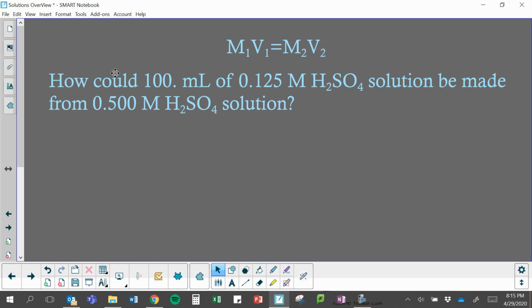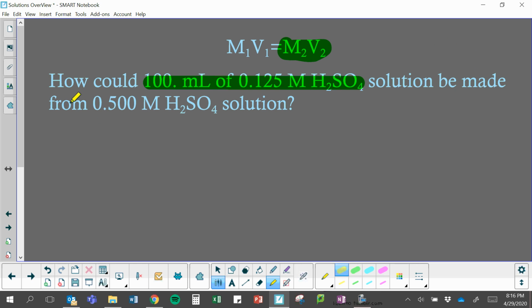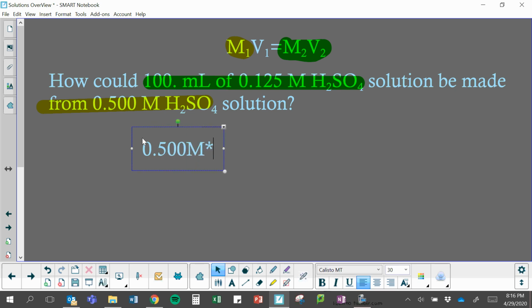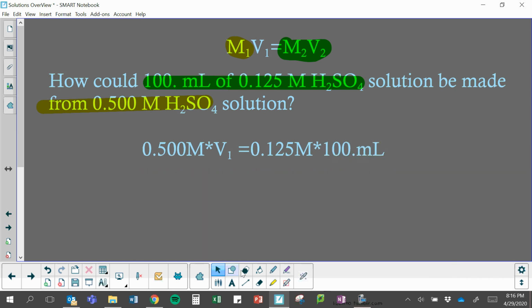So we're wanting to make 100 mils of this right here. That means that's going to be our final, so that's going to be the 2's, because that's what we want to make. And the thing we are making it from is 0.5 molar H2SO4, so that's going to be this one. So we can start with that 0.5 molar times our V1 equals 0.125 molar times 100 milliliters. And then we just solve for V1.